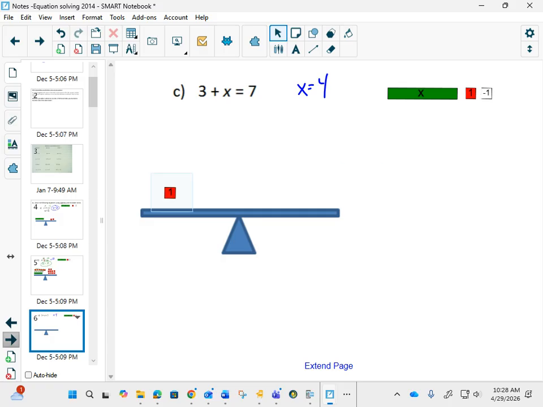With the balance, what does this mean? I have 3. And I have x on this side. And on this side I have 7. 1, 2, 3, 4, 5, 6, 7.